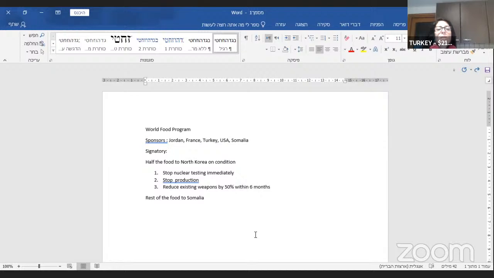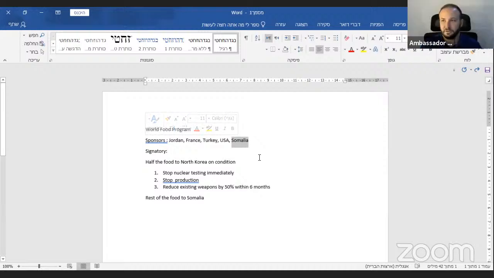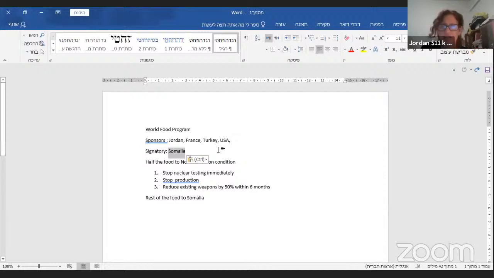No, so I want the USA there. Then I am limiting you to 4 sponsors. Like I'm saying, given the size of our committee, I don't believe everyone here is. But let's say I move Somalia to signatory. That's ridiculous because we want to give them half the food. It doesn't matter. They didn't write the document. It's just that. Okay.